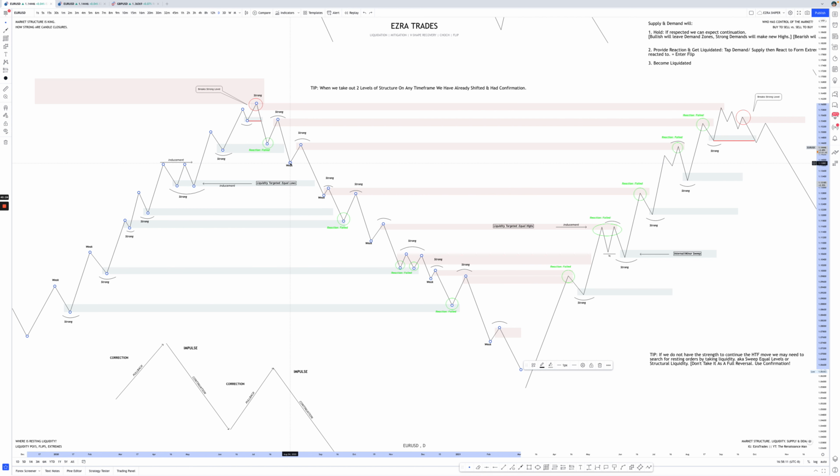This is a flip. So now what can we expect? We are now making lower lows and making what? Lower highs. Lower high, break structure to downside, lower low. We leave behind supply. Whether it's mitigated or unmitigated, we have supply. Then what happens? What's the third thing? So supply and demand will what? Hold, provide reaction and get liquidated. And the third one is just become liquidated.